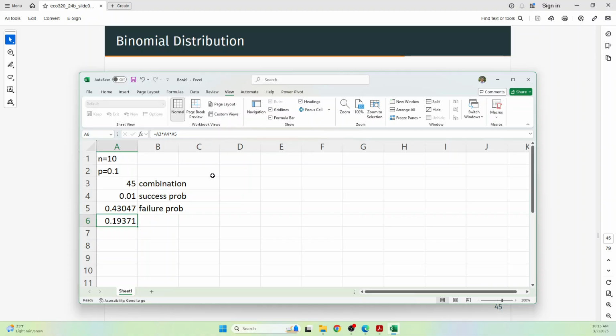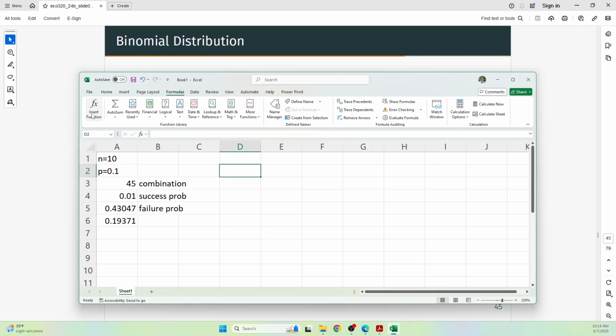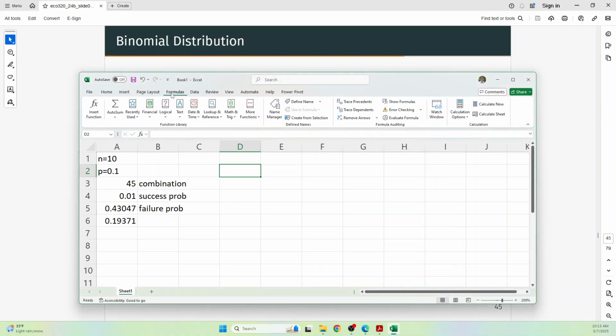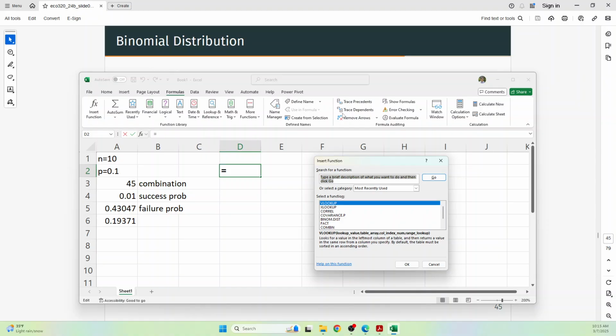But an easier way is using the binomial distribution formula. You can simply type binomial in the formula tab. So go to the formulas tab, insert function, and search for binomial. Then you will see many formulas, but especially we are looking at the first one, BINOM.DIST, binomial distribution. It returns the individual term binomial distribution probability, right?